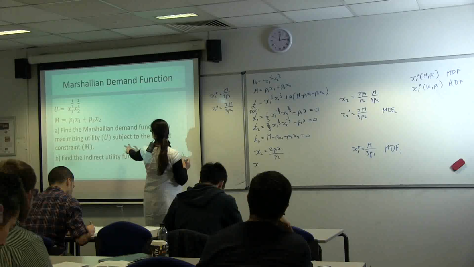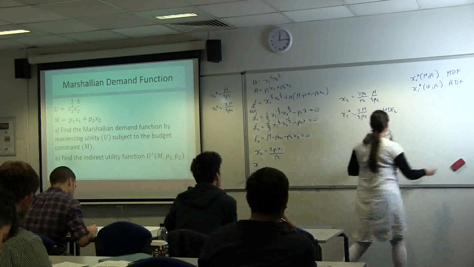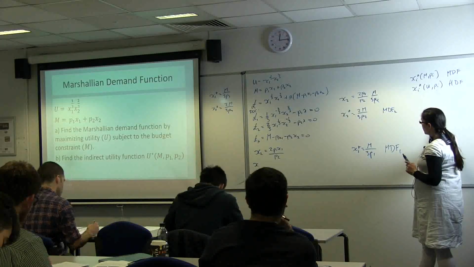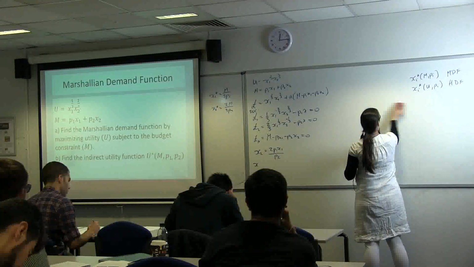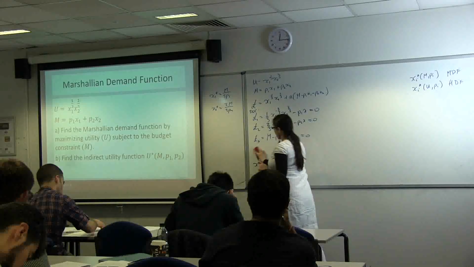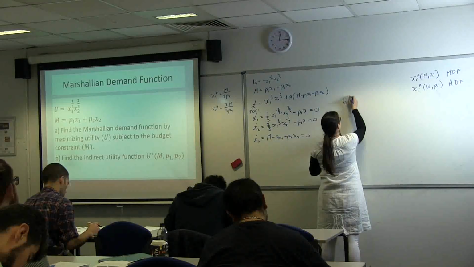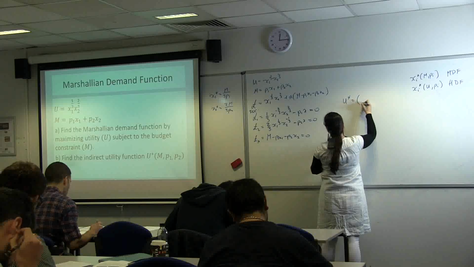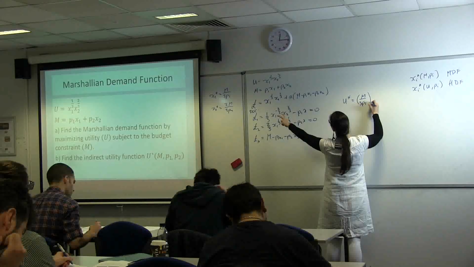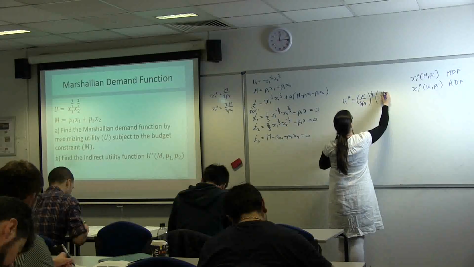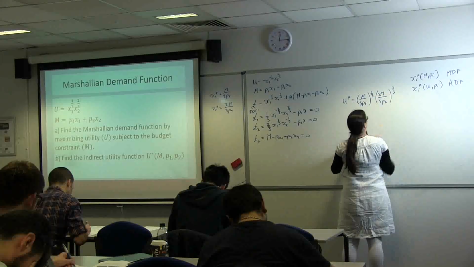Okay, so we got the Marshallian or ordinary demand functions, but we also need the indirect utility. So what are you going to do for that one? Yes, so you go back to the ordinary utility function, the original one, and you express this as a function of the m and p. To the 1/3, and what was, sorry, 2m over 3p2 to the 2/3.